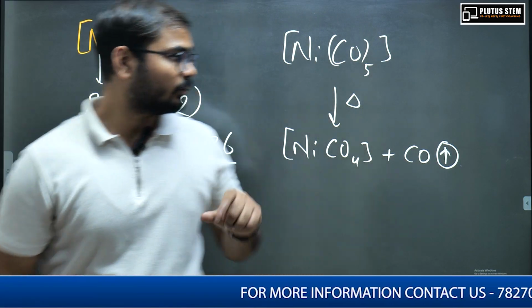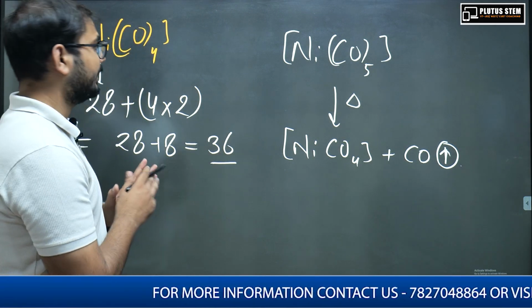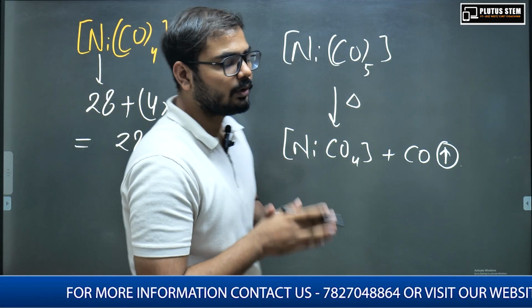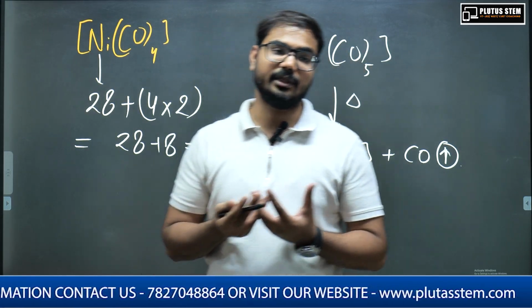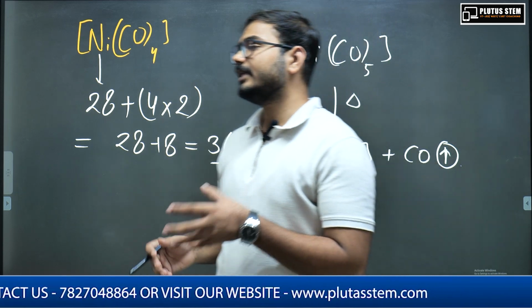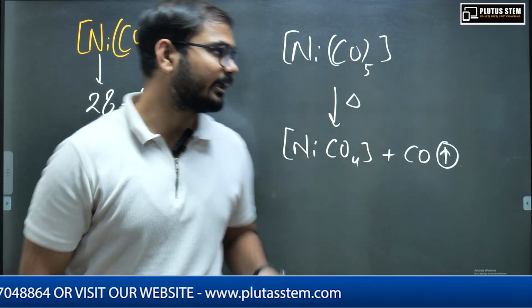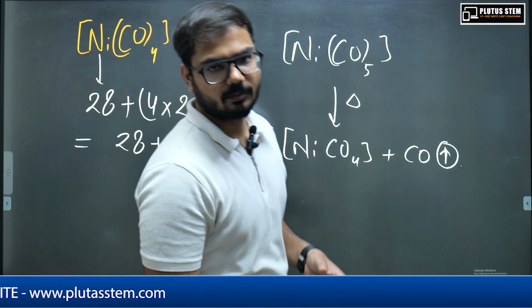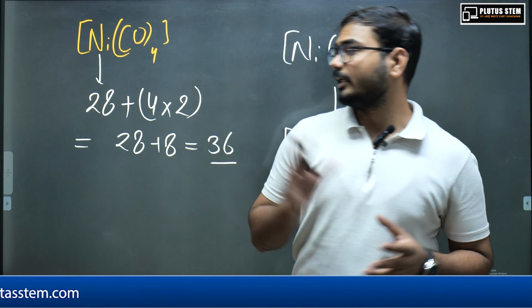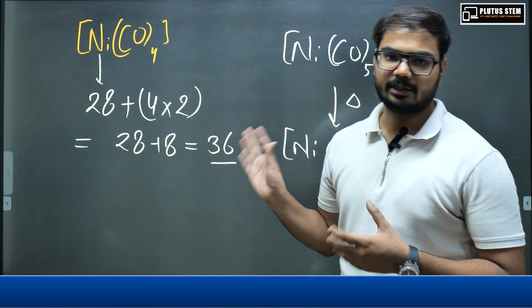Okay, but one more thing before we leave: the EAN rule is not absolute. For some complexes it may vary, and for some it may not be followed, but it gives us a clearly defined pattern, a generalized version, that if you are looking at the stability of a complex, you can look at the electron count of the complex.